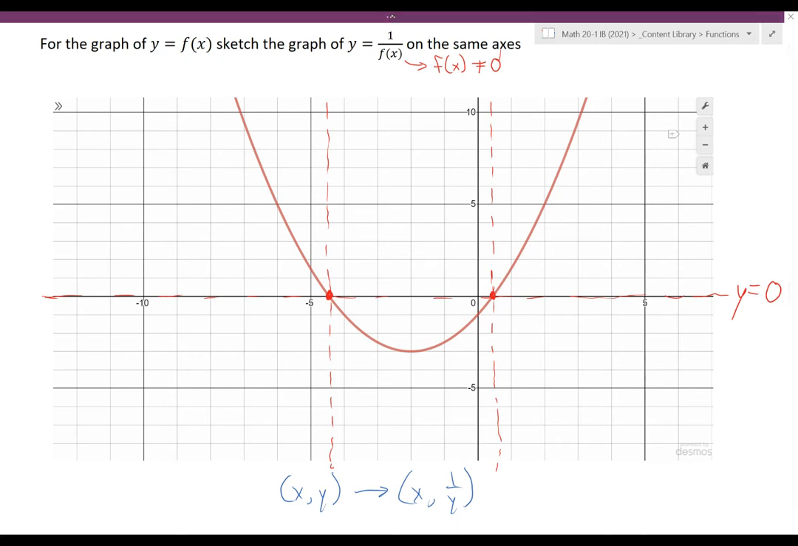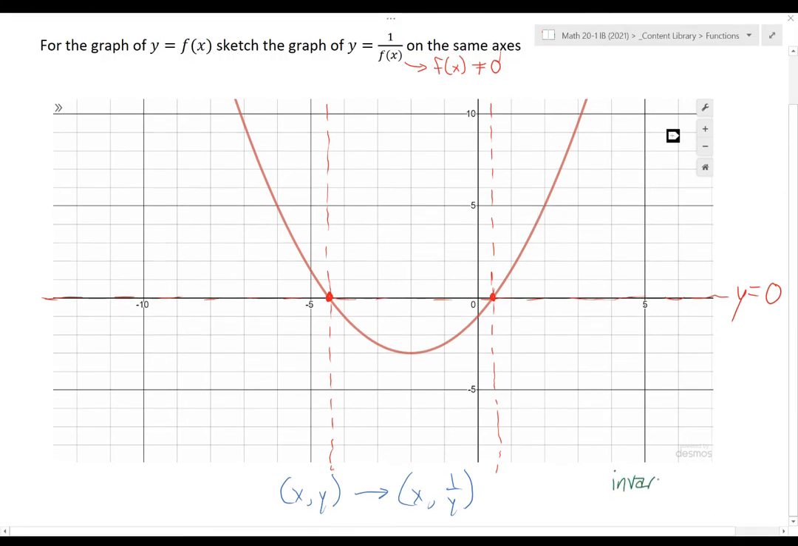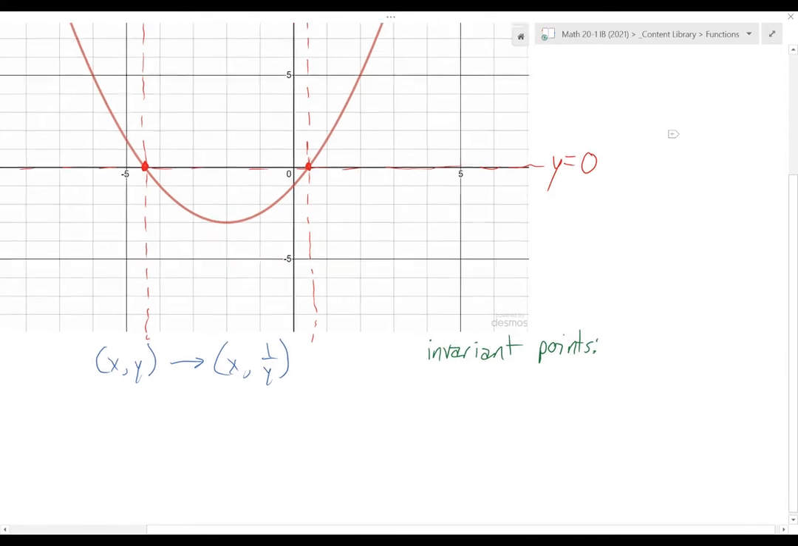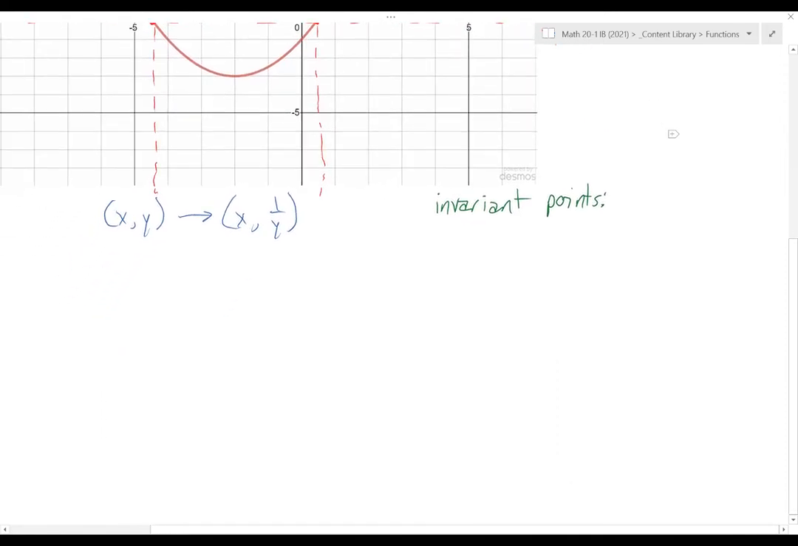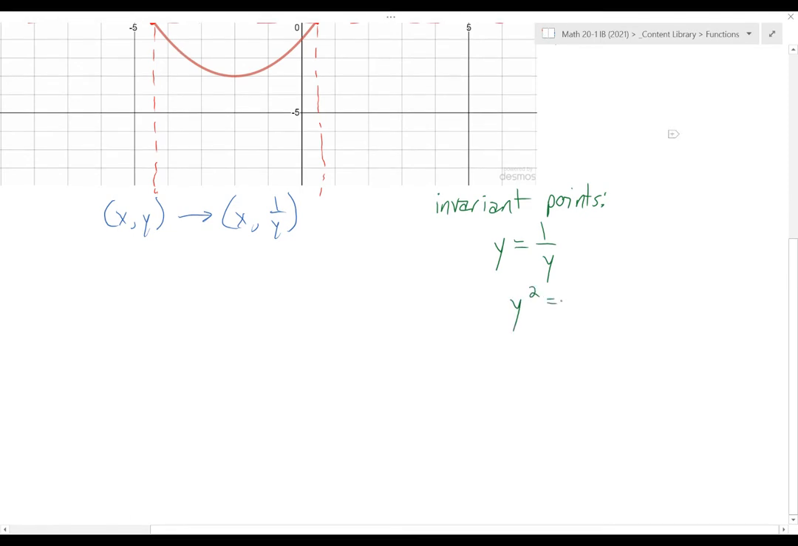So now I'm going to look at some specific points, and I actually want to consider what are called invariant points. Invariant points are points that don't move. So points that are going to be the same on the original function as on the new function. Now the x values are the same. So (x, y) becomes (x, 1 over y). So x is the same. What I'm looking for is where is y equal to 1 over y? Well, by solving this, I get y squared equals 1, which means y equals positive or negative 1. So that makes sense. 1 divided by 1 is still 1, and 1 divided by negative 1 is negative 1. So these are my invariant points.